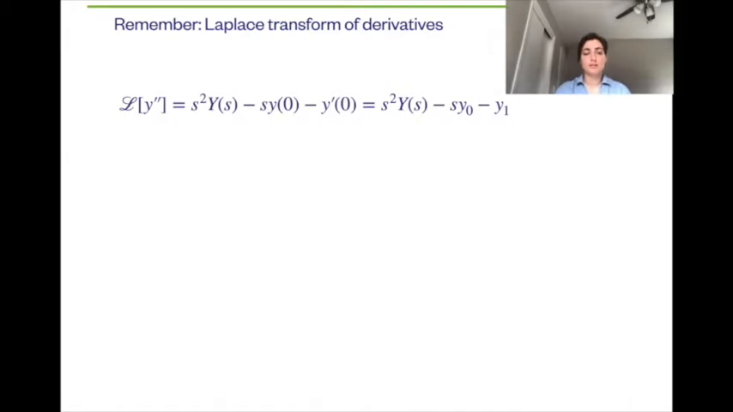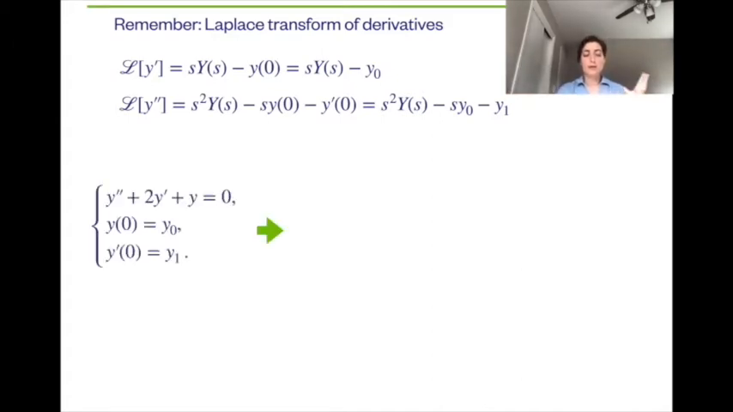Let's remember the Laplace transform of derivatives. Let's start with the first derivative. The Laplace transform of the first derivative is sY, capital Y, minus the boundary condition. We know the boundary condition, so we can just introduce that. And the Laplace transform of the second derivative is s squared Y minus s times y at 0 minus the first derivative of y at 0. And we know the boundary conditions, so we can replace those values.